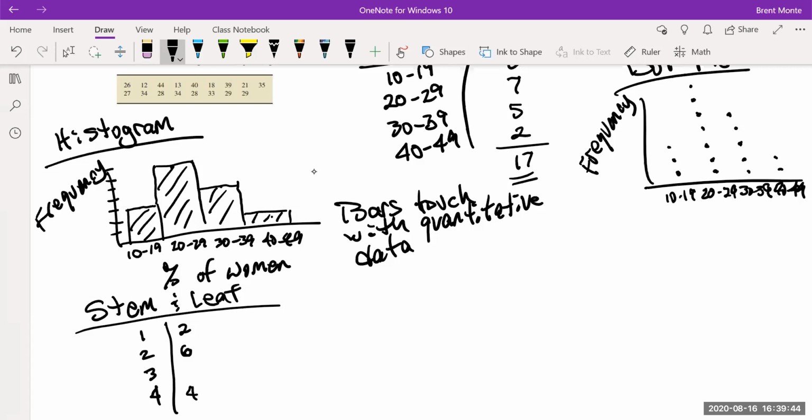So I've got a 44, I've got a 13. Again, I just write the 3. 13. 40, 18, 39, 21, 35, 27, 34. Make sure those are lined up. 28, 33, 29, 29. And because now when I look, it's essentially either the dot plot or the histogram just turned on its side. And again, we can see, oh, the 20s are the most common. So we still get that same idea there.